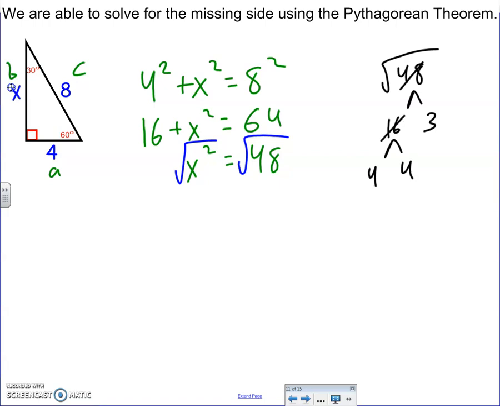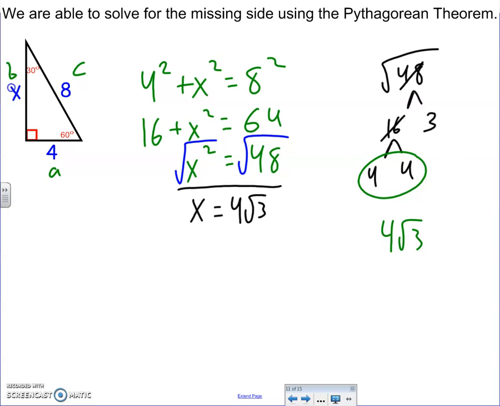If you don't break down a number and you find a pair, you can actually use that. So I'd say, oh, here's a pair of 4s. And then nothing can come down from those. So 4 goes out, a 3 stays in. I get 4 root 3. So x equals 4 root 3. So that's how tall this triangle is. That's the missing leg across from the 60-degree angle.